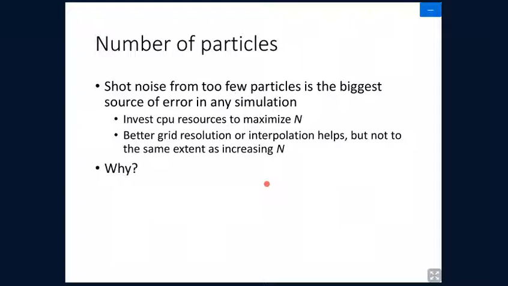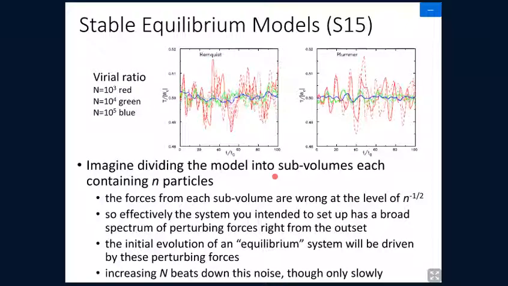Okay, so I mentioned earlier that it's important to use a large number of particles in the simulation. You're better off using your computing resources to increase the number of particles rather than to improve the interpolation scheme in particular. Once you've got adequate resolution in your grid, it doesn't help to increase that very much. You want to use your computer resources to increase the number of particles. And let me explain why.